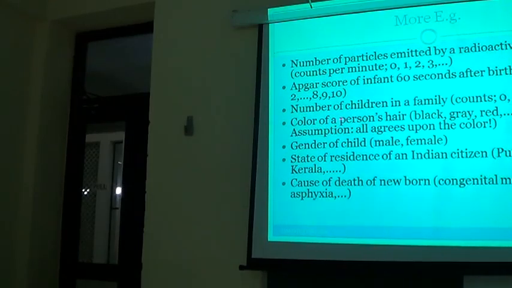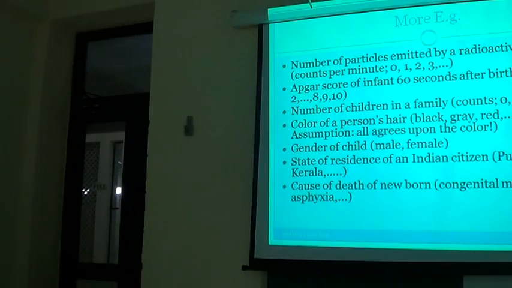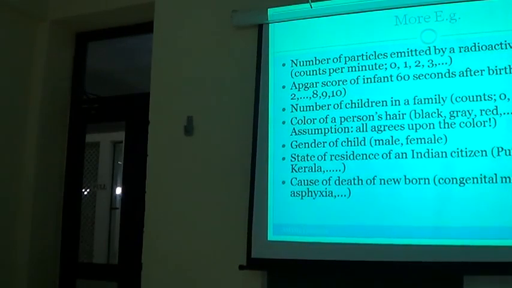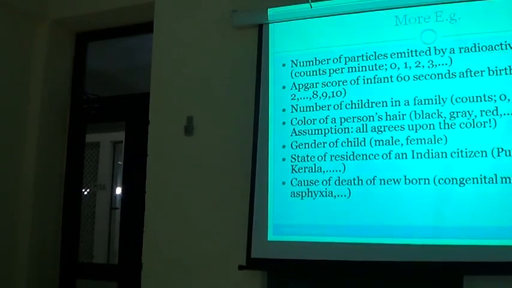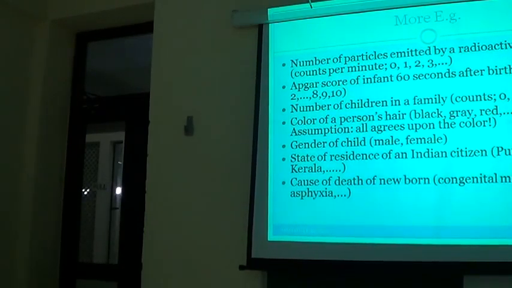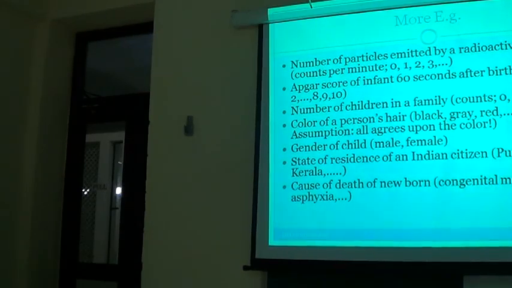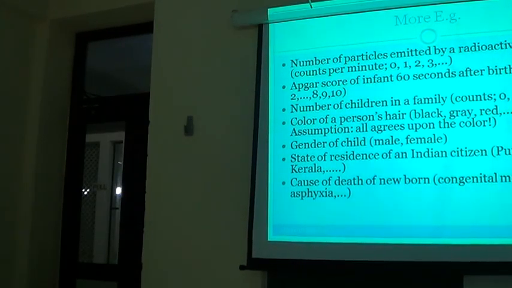Okay, so gender of the child. Of course, mostly it is male or female, right? So that is discrete. You can also say, how about transgenders, right? Well, if you consider the transgender as a separate gender, again that is discrete. It can never be a continuous variable, right?